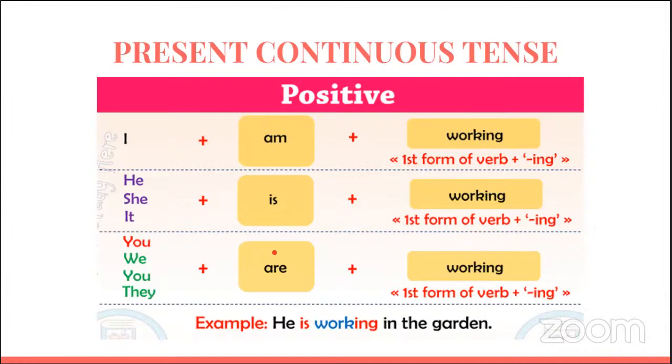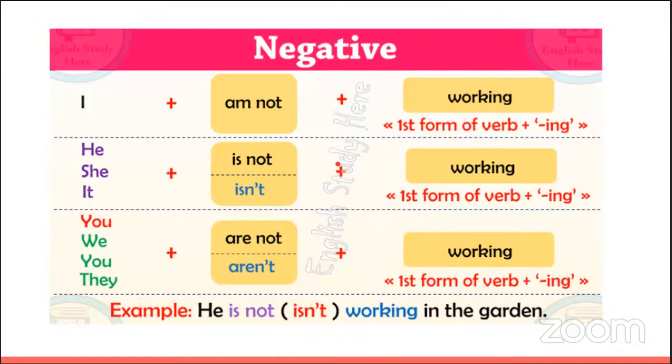And well, don't forget: subject, verb to be, verb in the ing form, and the complement. So, negative. For the negative form, the only thing we do is add not to the verb to be. So I will say I'm not, is not or isn't, are not or aren't. And here we have a given example.